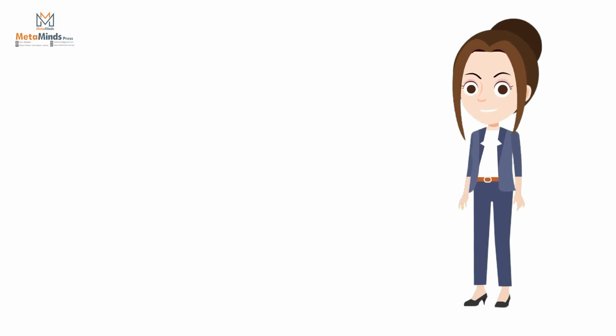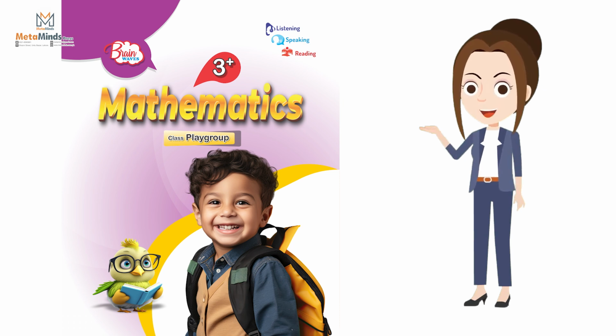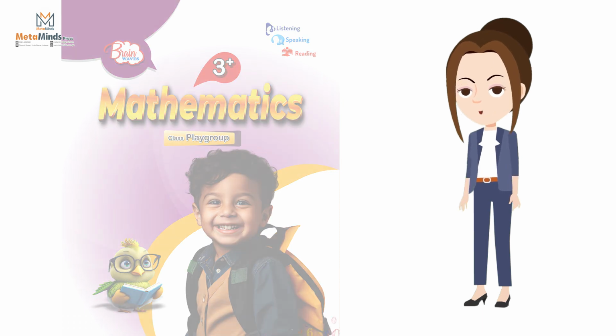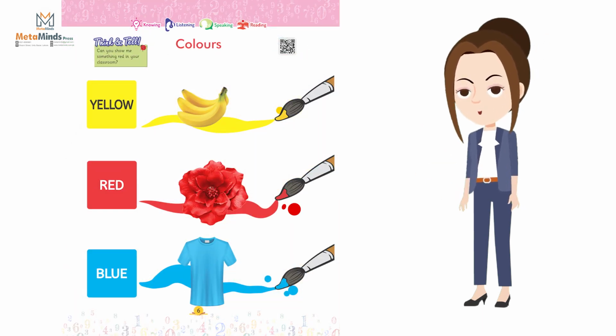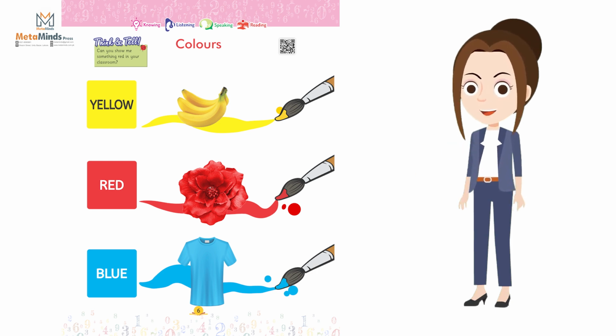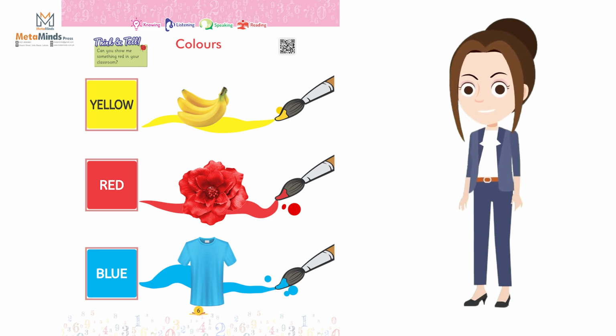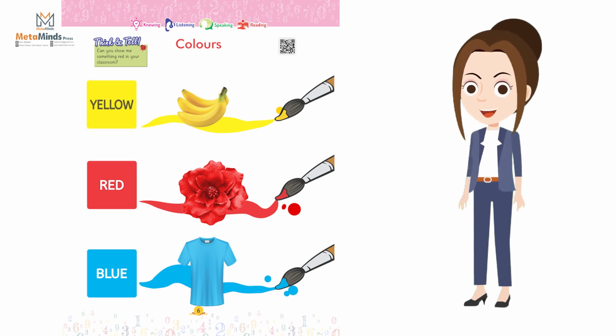So my dear students, as you know, we have started our maths book, and in our first lesson we have seen a very interesting thing. And what was that? Can you recall? Yes, we have learned the primary colors. And can anybody tell me what are the primary colors? Yes, these three colors on your screen are the primary colors, which are yellow, blue and red.